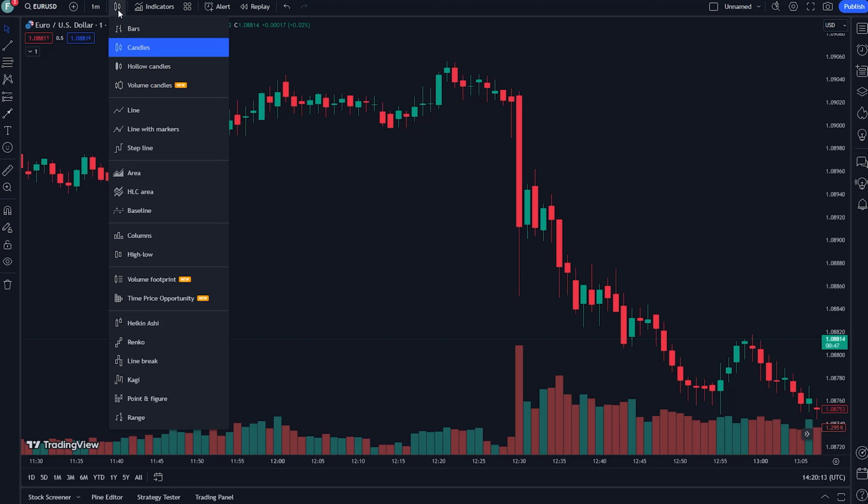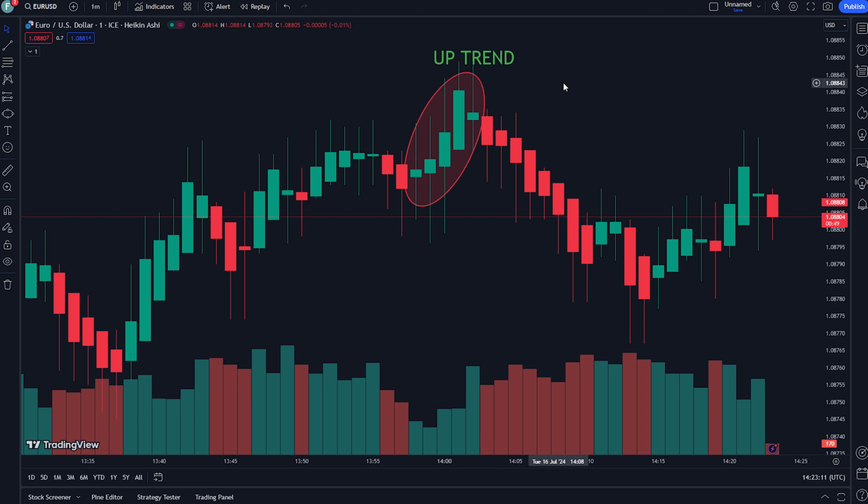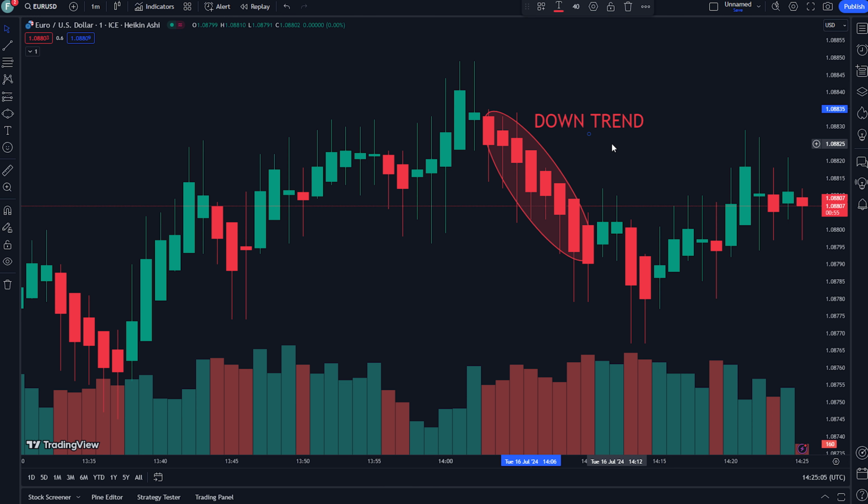When applied, it tends to give less noise than traditional candlesticks. A green Heikin Ashi candle signals that the price is on an uptrend, and a red Heikin Ashi candle signals that the price is on a downtrend. The size of the candle's body also indicates how strong a trend is. The larger the candle, the stronger the trend. Keep in mind that the Heikin Ashi only acts as an indicator. It does not display the real market price.